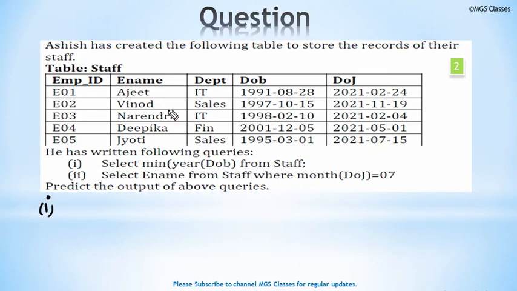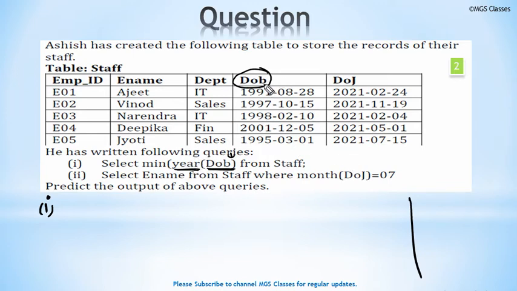So this is the table, and first we need to apply the year function on the column date of birth. Remember, date of birth. Don't apply this year function on the date of joining right now. See it carefully. Date of birth is given. So we need to apply the year function. The year function is a date-time function and it is a single row function, so the output for each row will be different.